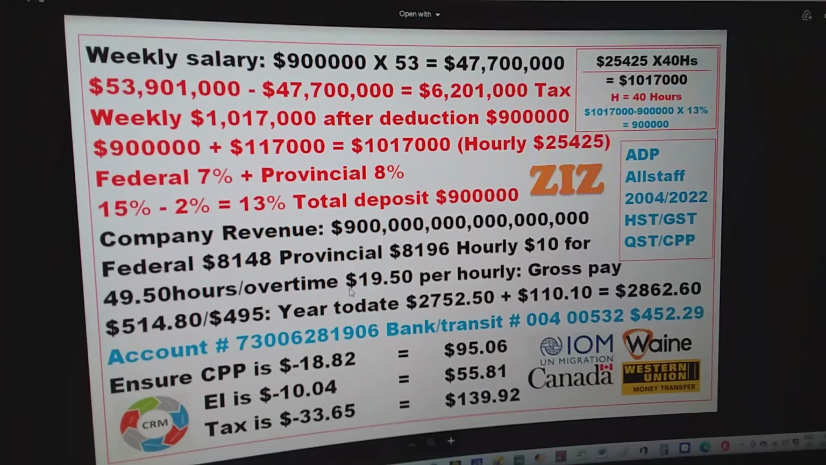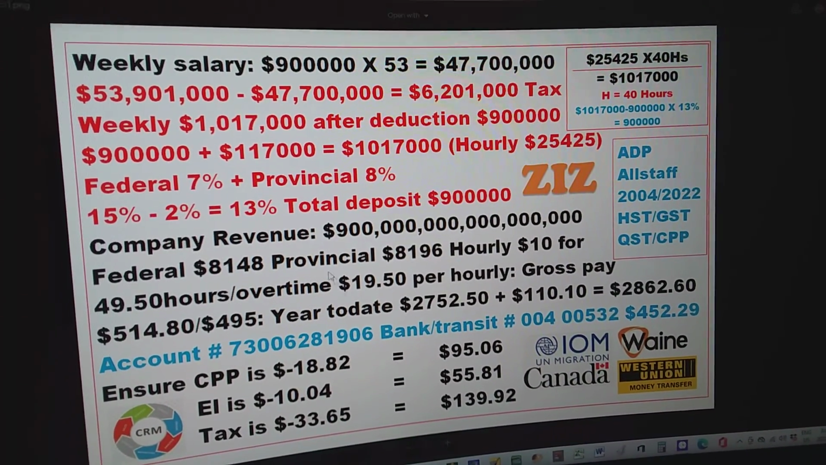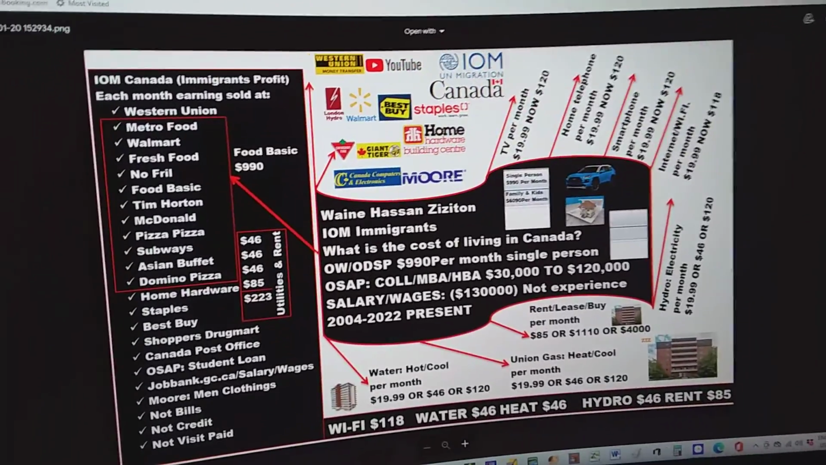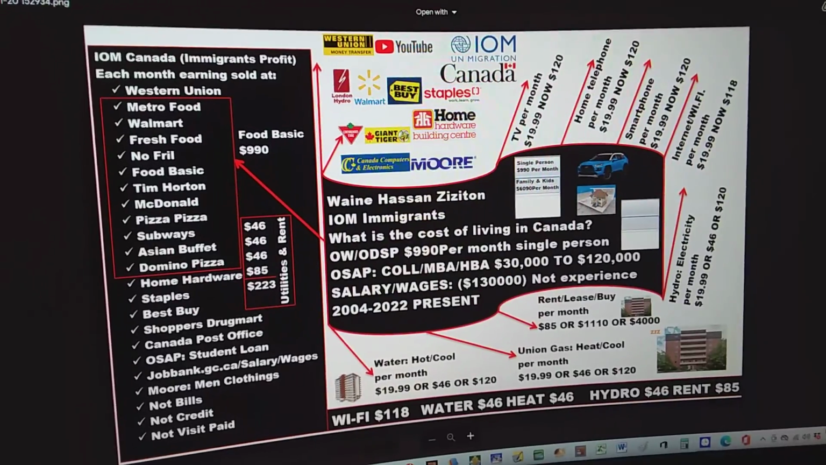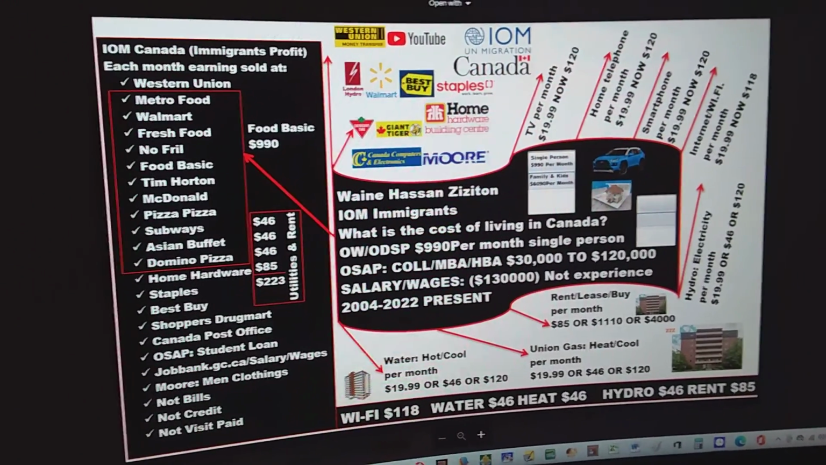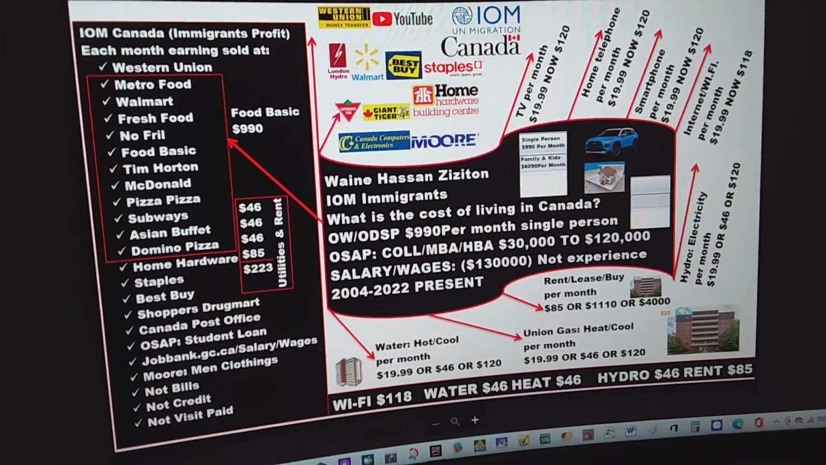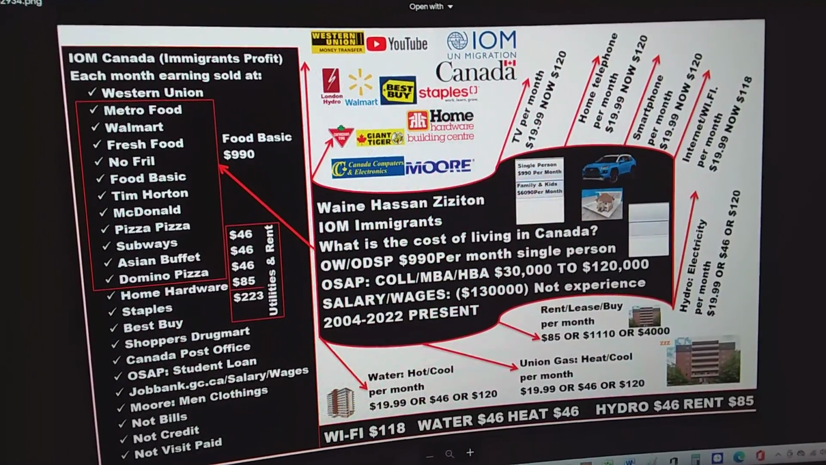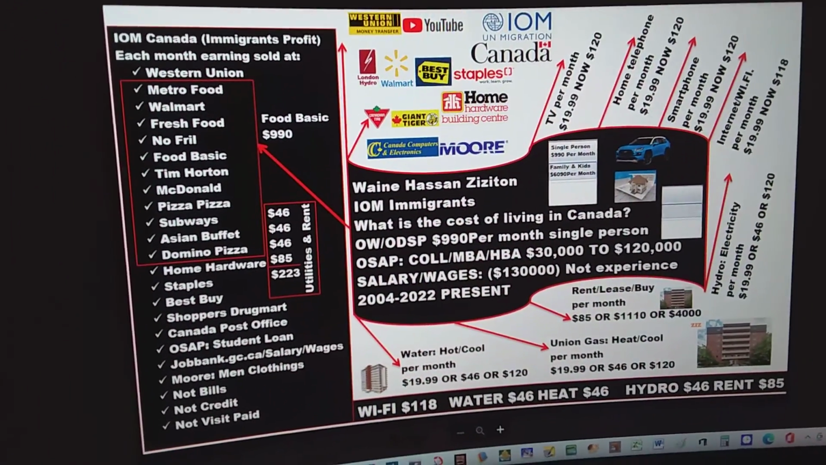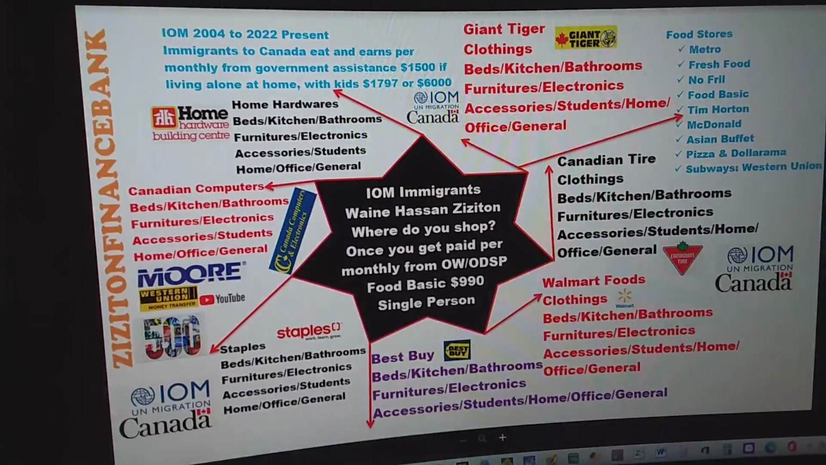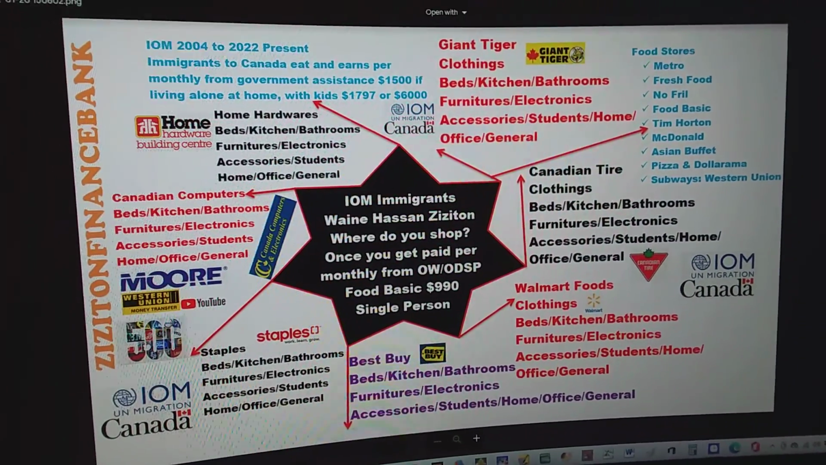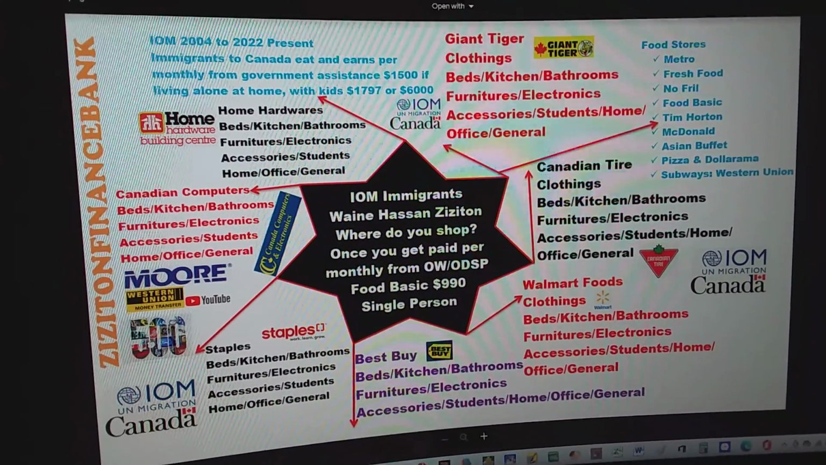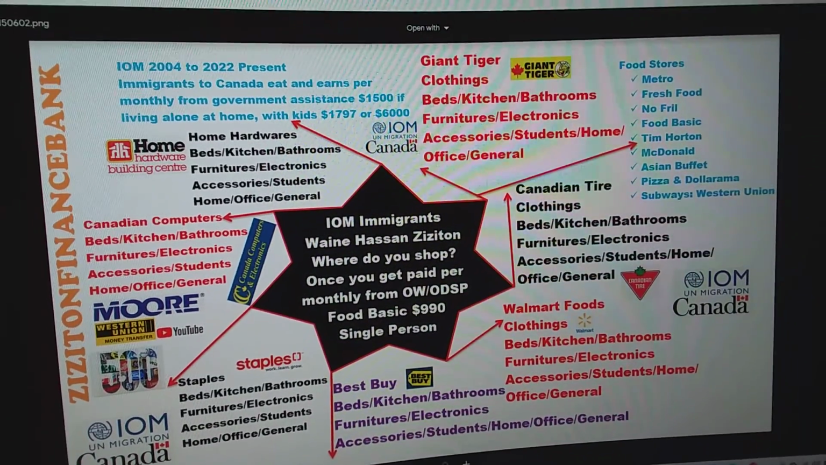That is basically about salaries, salary calculations on those areas. Then that is basically cost of living. If you look there, you can see how much money per those. Here is also where you shop, the stores where we normally shop and buy things.